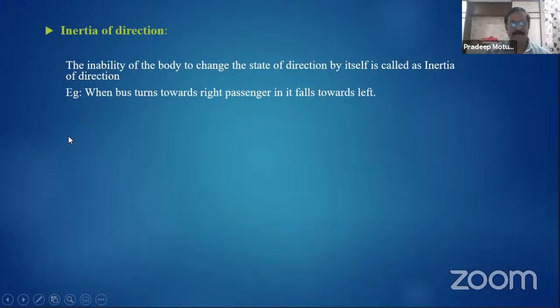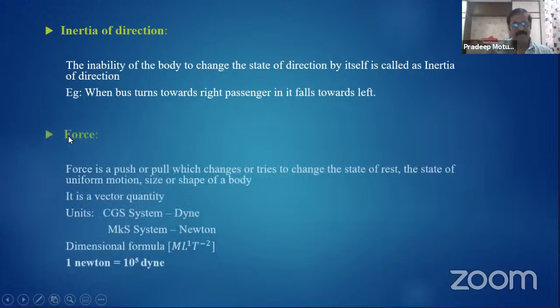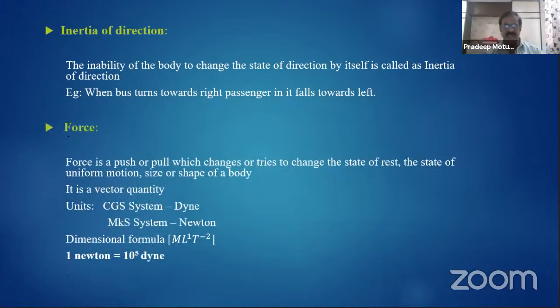Now, a very important physical quantity: force. What is force?